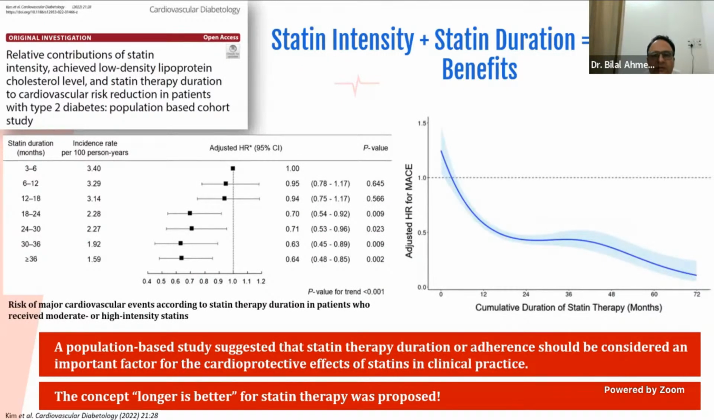Statin intensity and duration, achieving maximum benefits, is the goal.